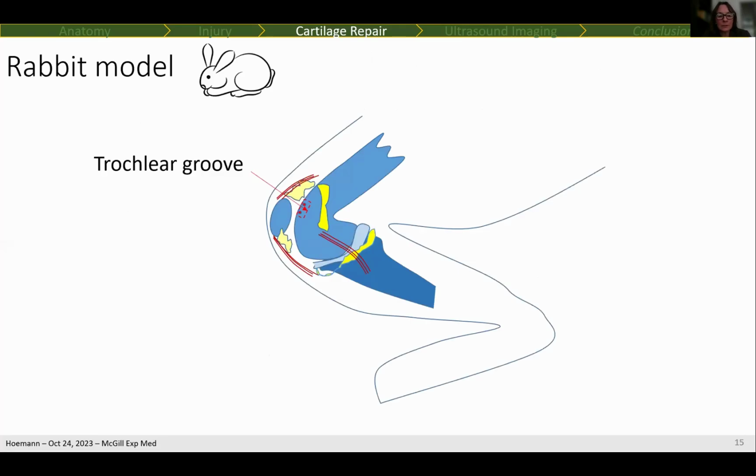So the rabbit knee does not look like a human knee. And our models were using the trochlear groove as a model because if you put your implant in the condyle, often you risk getting it scraped off by the meniscus, and you can't control rabbit mobility after the experiment. So often we use this more protected region in the trochlear groove for the defect model.